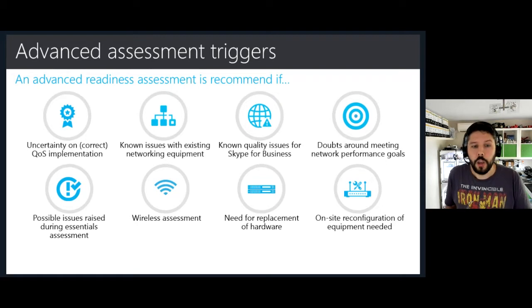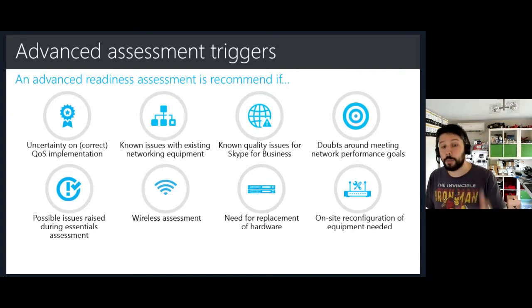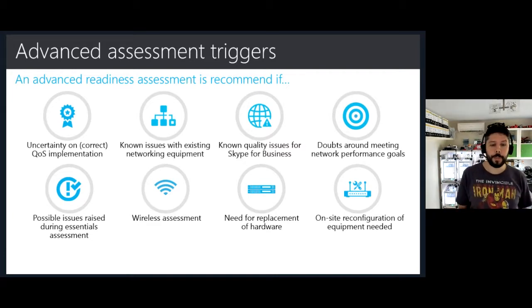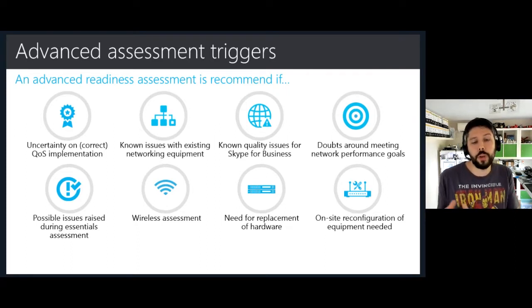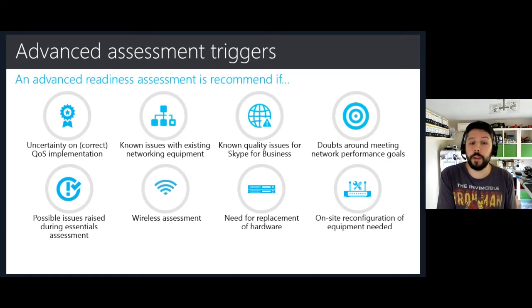investigate further. So when things happen like known issues with existing network equipment, or you need to replace hardware, or you need on-site reconfiguration of equipment or wireless assessments, that's definitely a nice way to highlight that to your customer. Tell your customer, hey, we've seen in our tests and in the conversations we've had that you will need to address this. So site A, B, or C is possibly impacted.